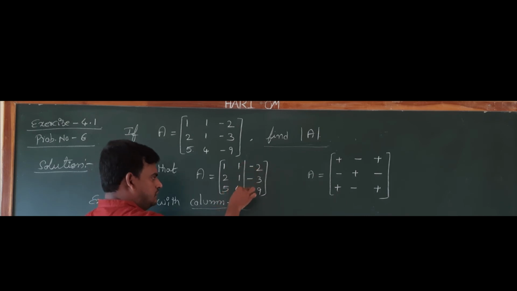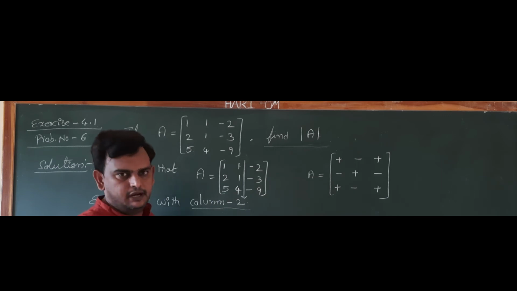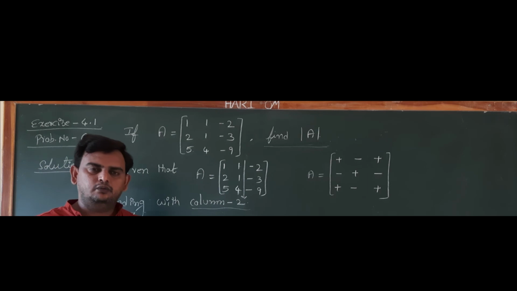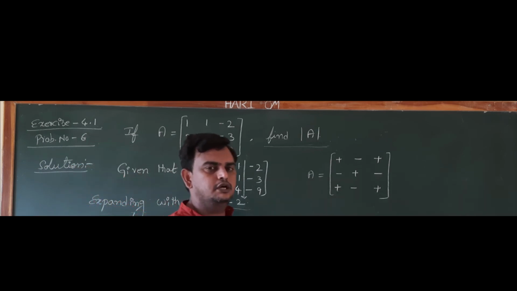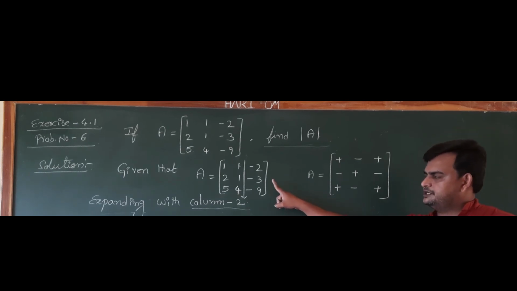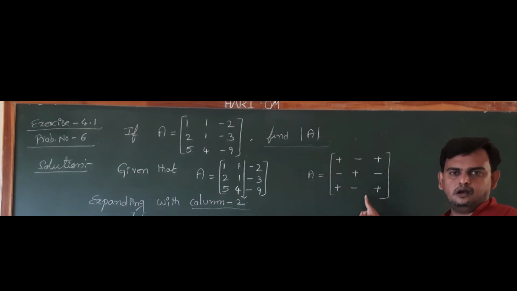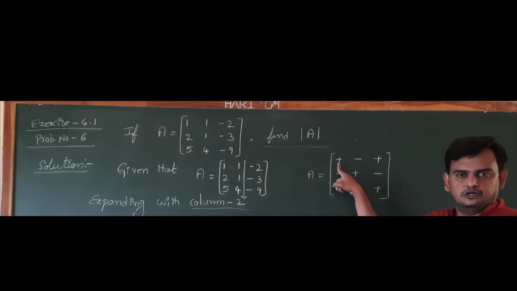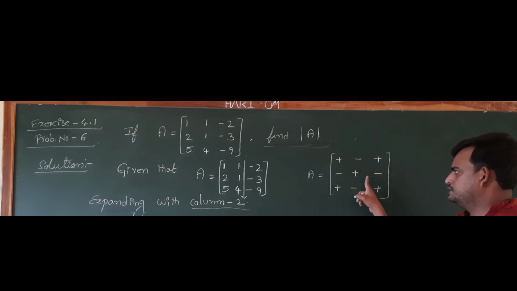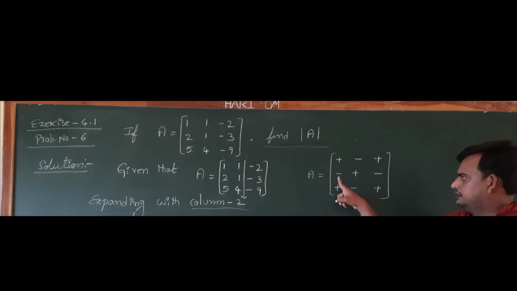Now, using these column 2 elements, we are expanding the matrix. Before expanding, we have to know the coefficients of each element. Usually the coefficients of a 3 by 3 square matrix are like this. First we start with positive, negative, positive, and the positives and negatives come alternately. Here positive, negative, positive came. Then negative, positive, negative, positive, negative, positive.